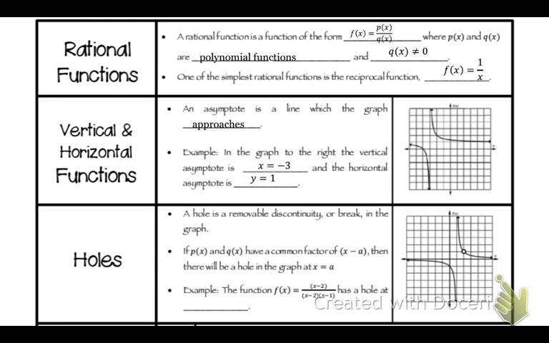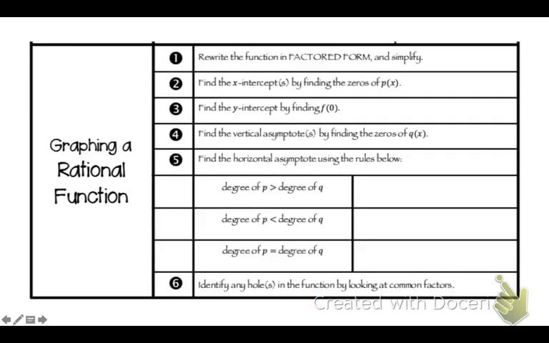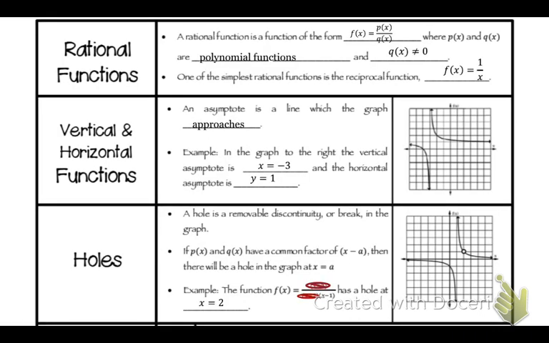Now, a hole is a removable discontinuity, or break in the graph. Like we have a hole right there on this graph. If p of x and q of x have a common factor of x minus a, then those factors cancel and there's a hole at x equals a. So if we look at this function, f of x equals x minus 2 over x minus 2 times x minus 1, those x minus 2's cancel, leaving me a hole at x equals 2. So they cancel, which gives me this hole right there.